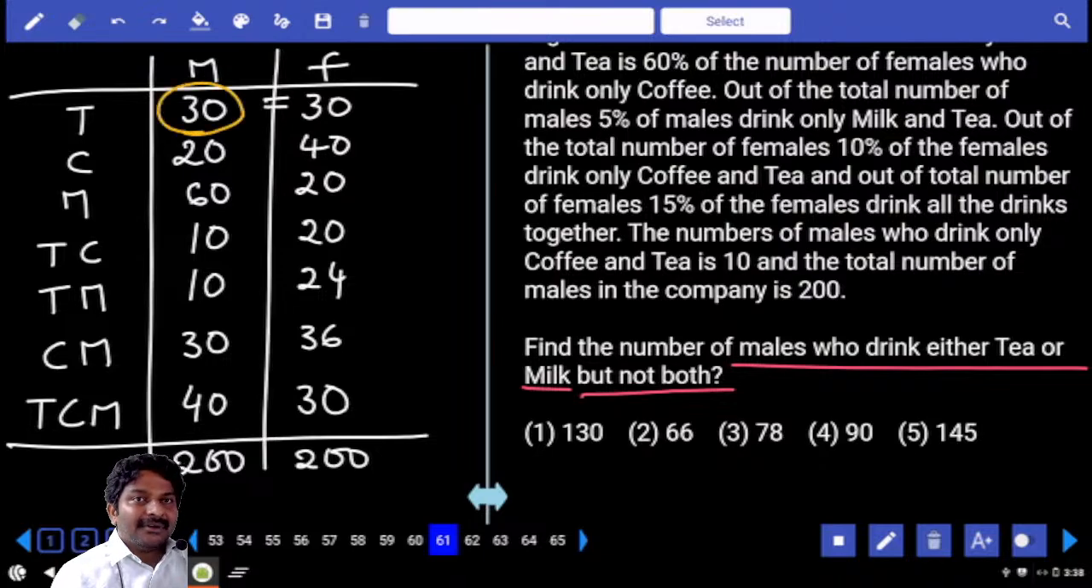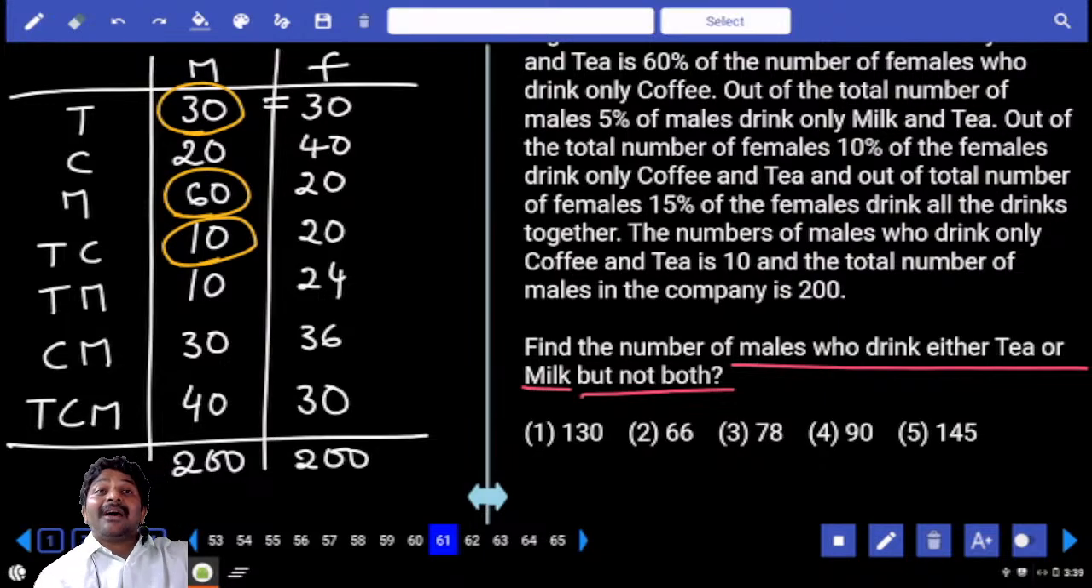Tea, but not milk. Milk, but not tea. We can count 10 also. These 10 people are drinking tea, but not milk.